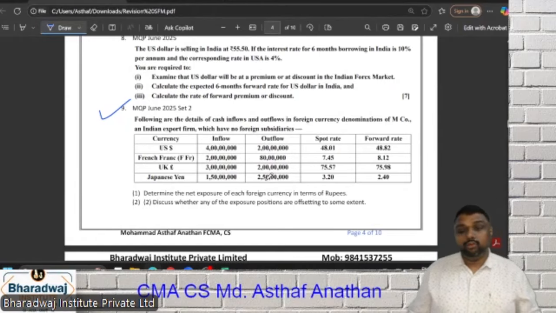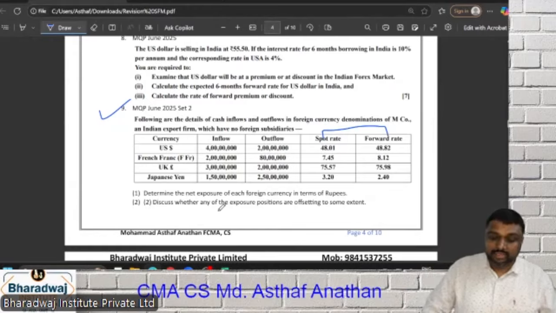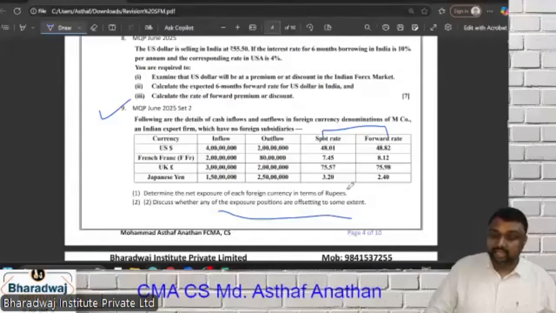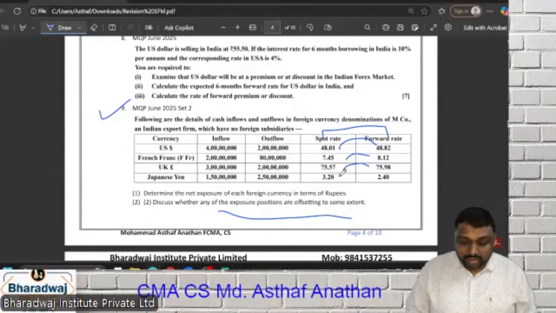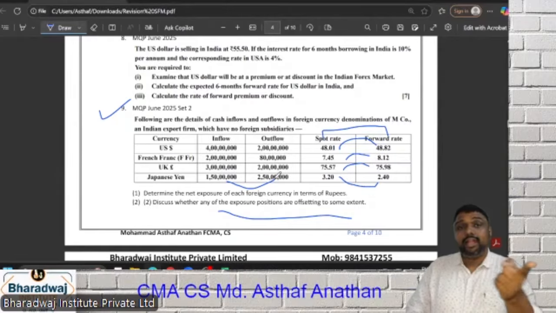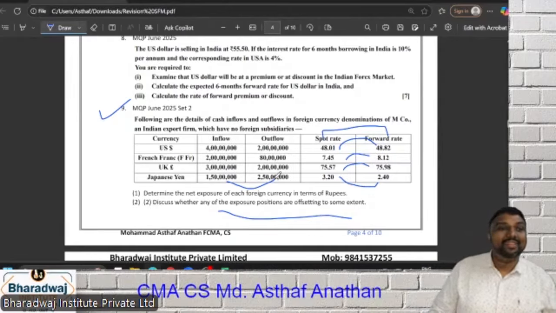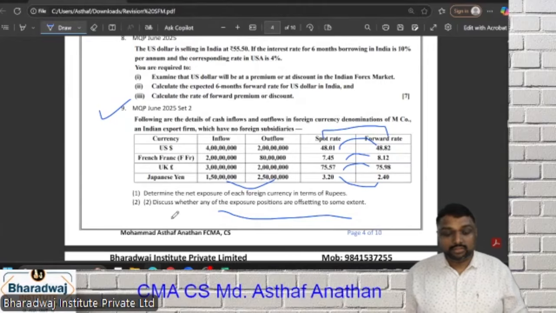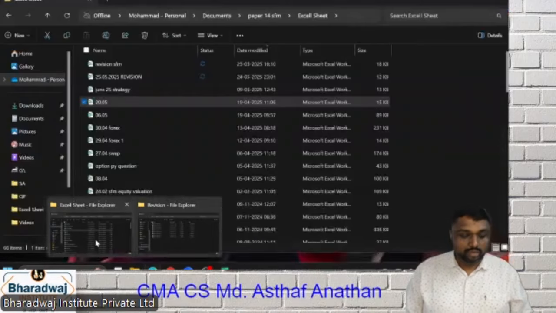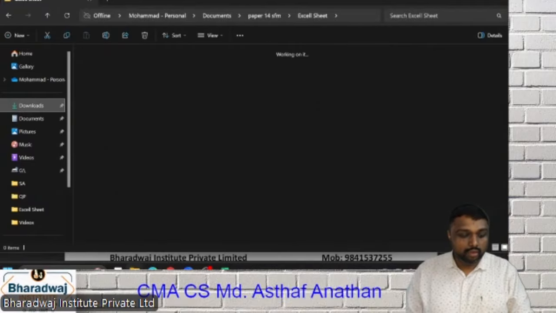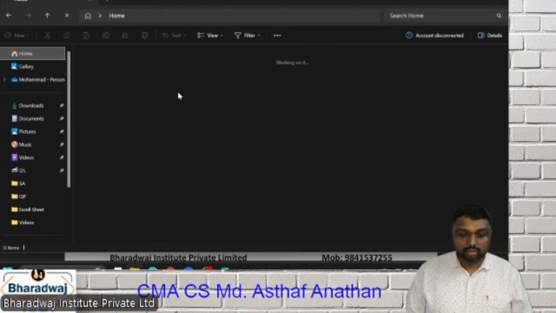So how can you do it? You can express it with your spot rate, or you can take the difference in spot rate and multiply by the spread. Here they're asking whether any exposure is offsetting. Yes, because here 48.01 is increasing, so all of this will be positive. But here 3.2, 2.4 are negative, and here also inflow, outflow negative. So negative multiplied gives you positive. That is the meaning of netting off. Hope your concept is clear for netting off also.